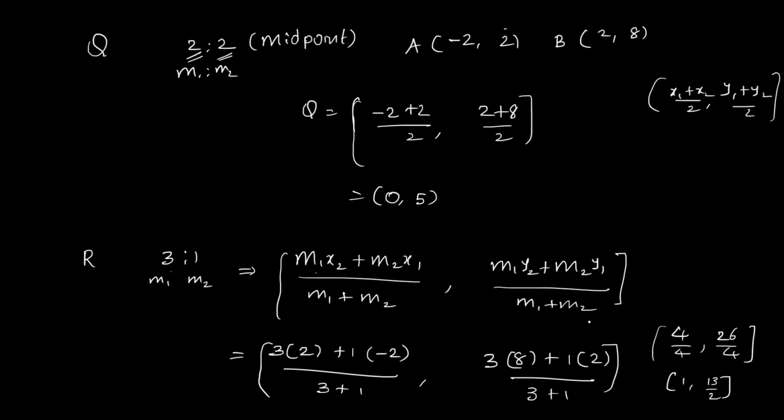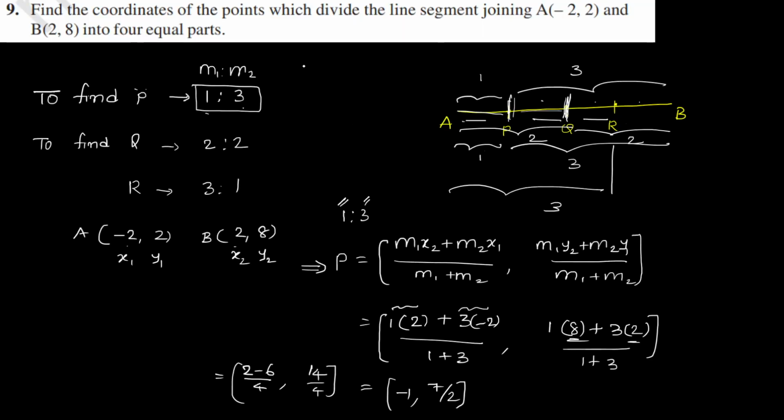That's it. Very simple. If a line is divided into 4 equal parts, we take the ratios as 1 to 3, 2 to 2, 3 to 1. If we add the ratio, we should get 4, because we are dividing into 4 equal parts. Similarly, if a line is divided into 5 equal parts, the ratios would be 1:4, 2:3, 3:2, and 4:1, like this. Okay, thank you.